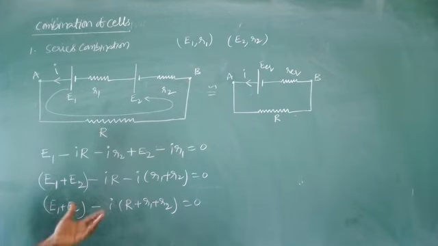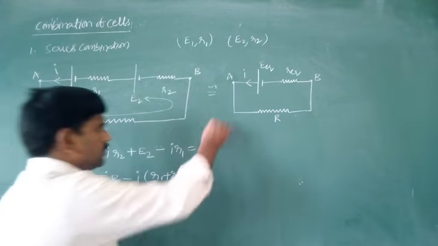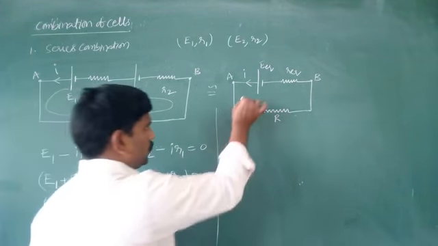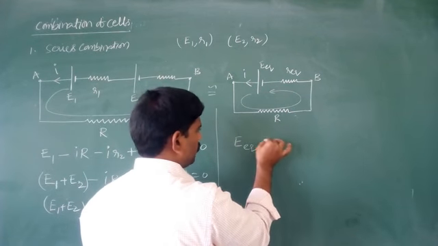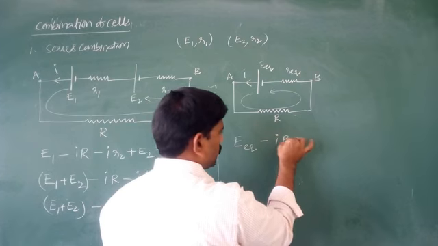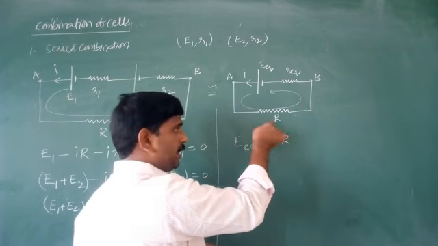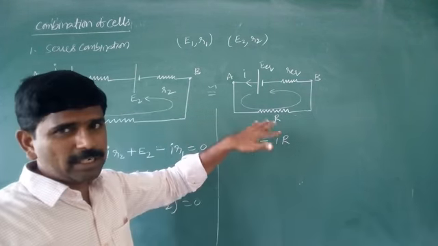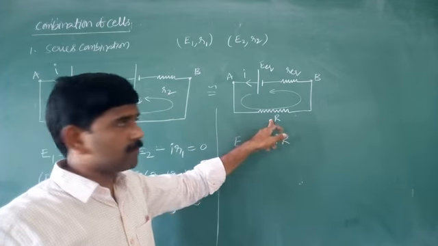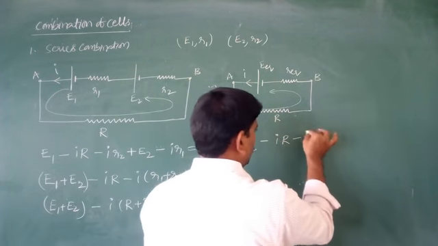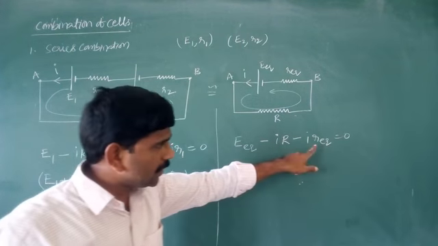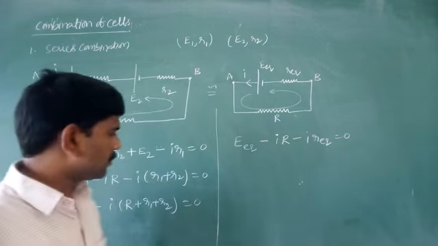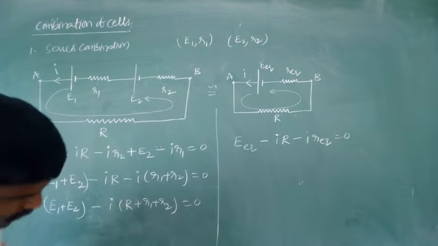Here we want to find the equivalent resistance. Apply the Kirchhoff voltage rule for the equivalent circuit. That is E equivalent minus I into capital R, the potential drop across the external resistor, minus I into R equivalent is equal to 0. This is the equivalent internal resistance.